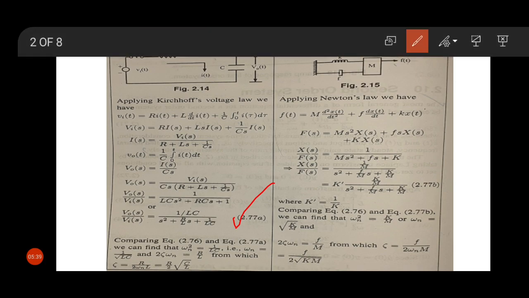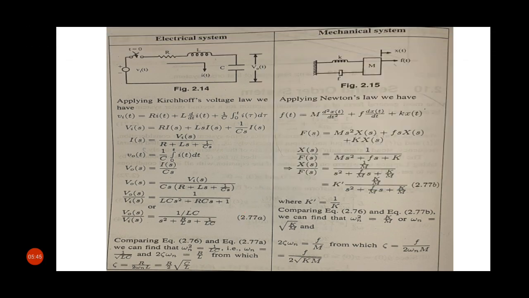So if we compare the transfer function of this electrical RLC circuit and the standard second order equation, then we can write omega n equal to 1 by root under L into C, and zeta is equivalent to R by 2 into root under C by L. Now come to our mechanical system.